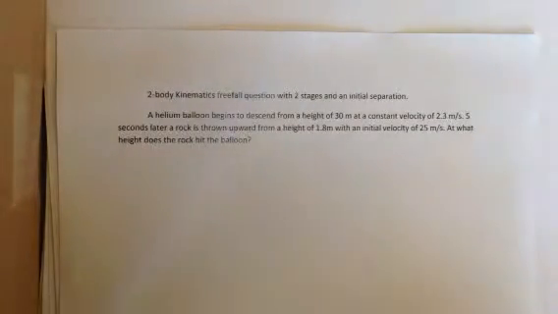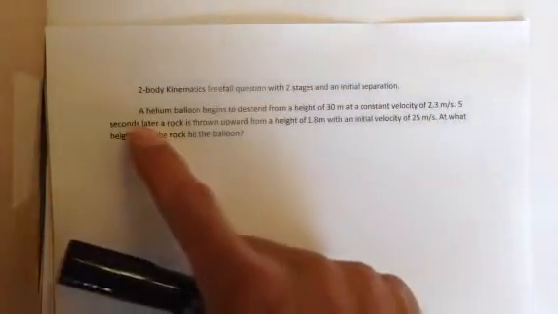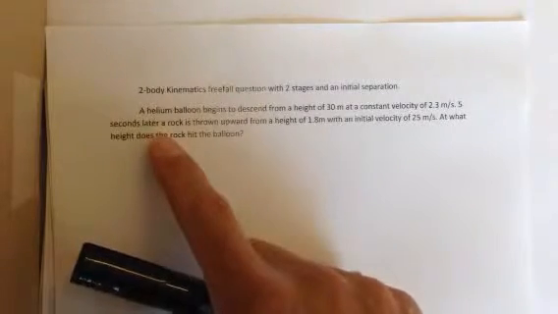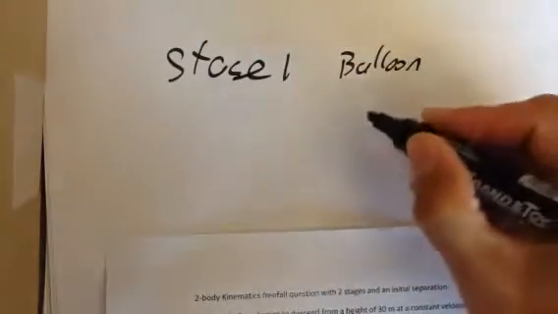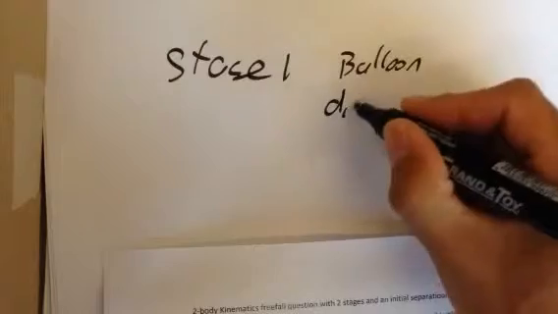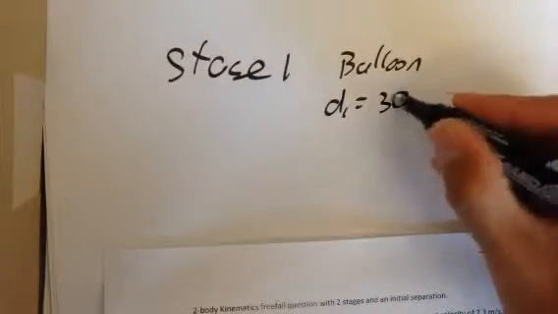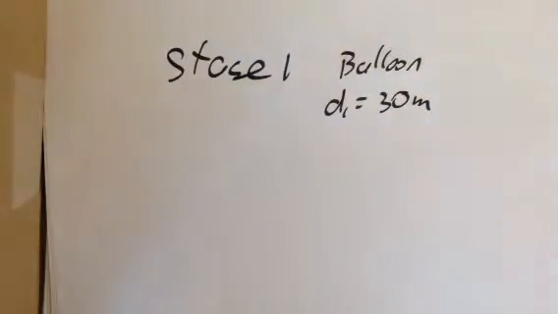So to solve this problem, I'm going to split it into two stages. The first stage is the first 5 seconds, because 5 seconds after the balloon starts to fall, the rock is thrown. So let's figure out where the balloon is going to be at the end of those 5 seconds. So stage 1, the balloon has an initial position of 30 meters. So I'm going to consider up to be positive throughout this question.